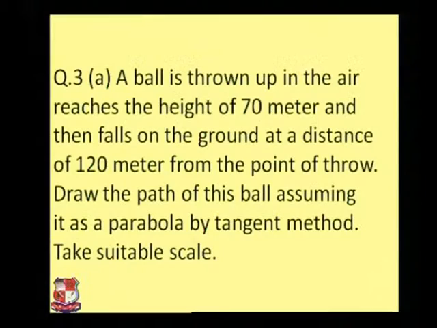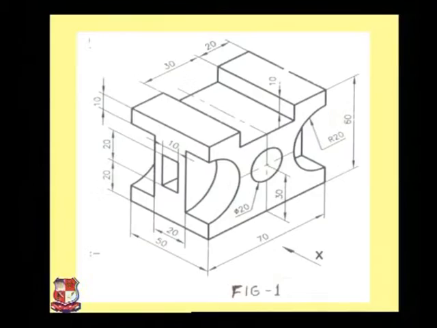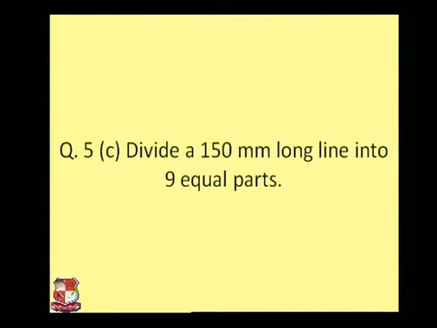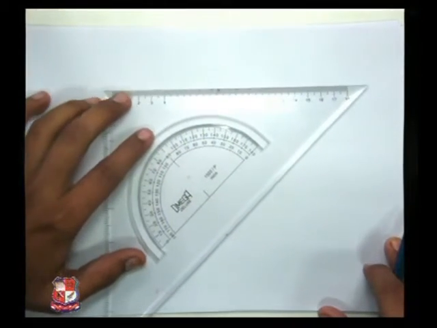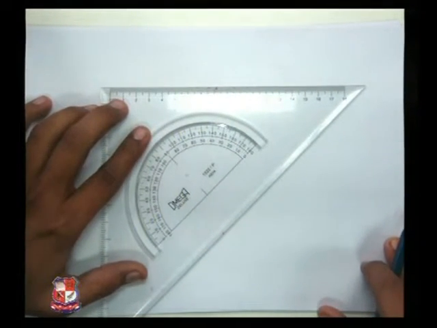Now we will see the next problem. The next problem is about dividing a 150 mm long line into 9 equal parts. Again, a very simple method, but a very useful one too. How can we divide a 150 mm line into 9 equal parts? In the recent exam paper only, it has been asked to divide this line into 9 equal parts.